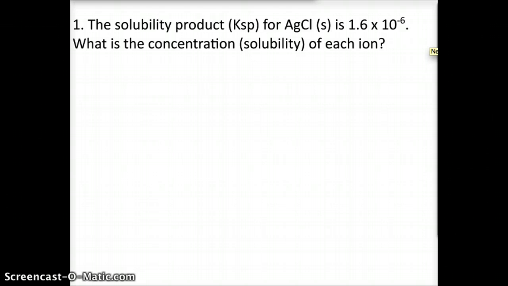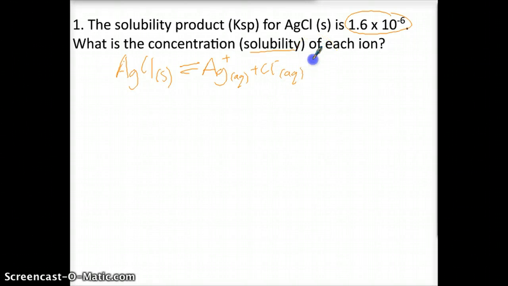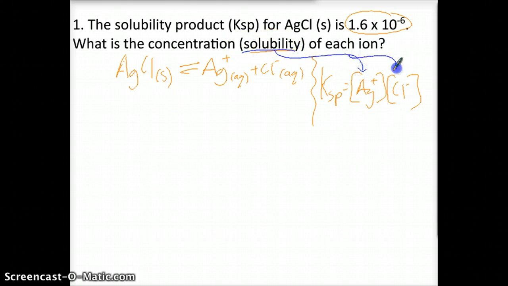So, first one. The solubility product, Ksp, for AgCl is 1.6 times 10 to the negative 6. What is the concentration, solubility, of each ion? So first step, write the equation. AgCl solid is going to dissociate to Ag plus aqueous, Cl minus aqueous. So the constant would be Ksp is equal to the concentration of Ag plus times the concentration of Cl minus. Now what's the problem asking for? It's asking for the solubility of each ion. That means this value and this value.